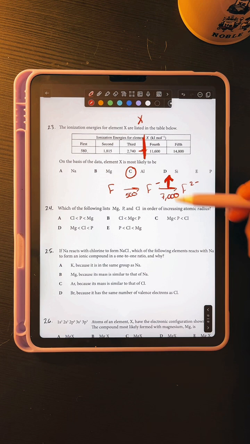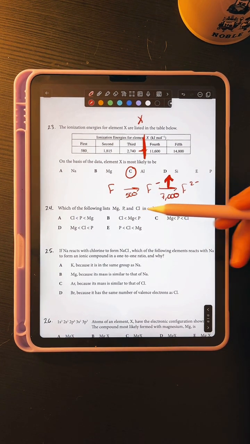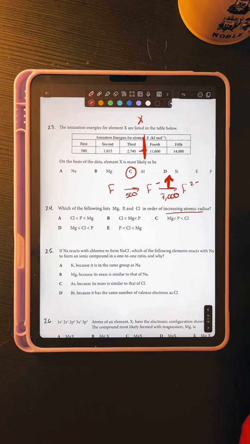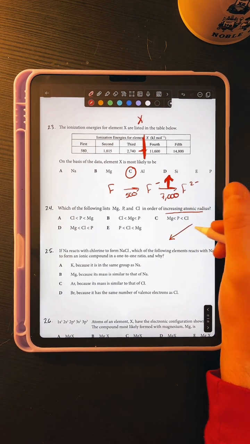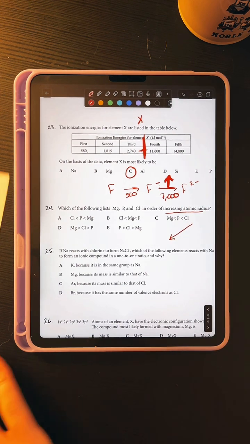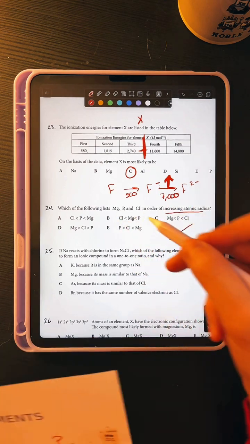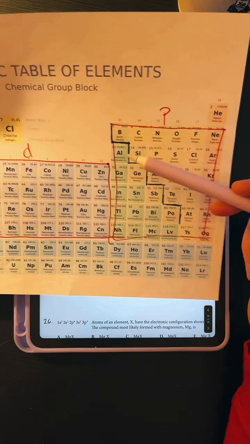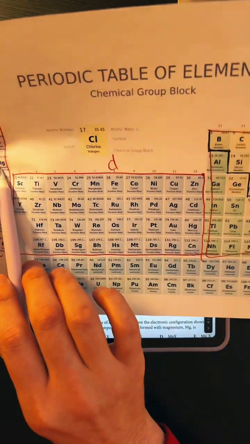All right. Number 24, which of the following lists magnesium, phosphorus, and chlorine in order of increasing atomic radius? So using that trend in the periodic table, we know that atomic radius will increase as we go from the top right to the bottom left. So if we look, we have magnesium, phosphorus, and chlorine. We have chlorine here, phosphorus, and magnesium.